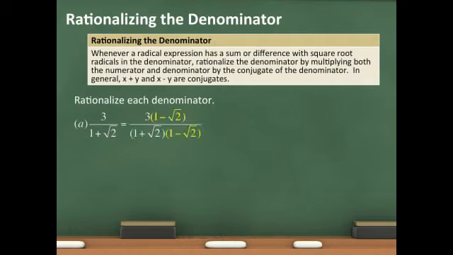We begin by multiplying both the numerator and denominator by the conjugate, which is 1 minus the square root of 2. You can use the distributive property to multiply in both the numerator and denominator. This will give us 3 minus 3 square root of 2 over 1 minus the square root of 2 plus the square root of 2 minus the square root of 2 times the square root of 2.